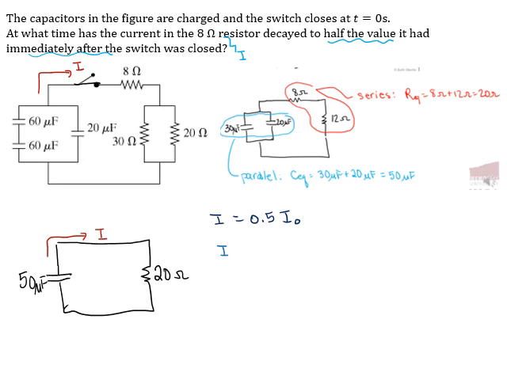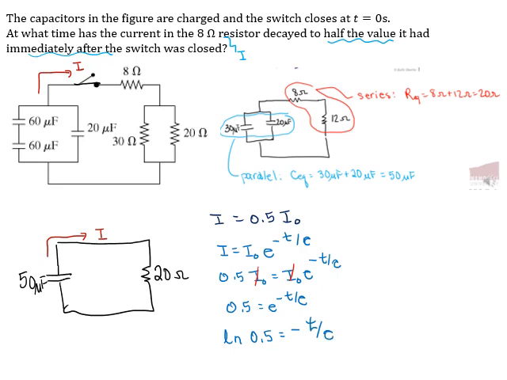Let's remember that current I is equal to I0 times e to the minus t over tau. So our new current I is 0.5 times the original current I0 equals I0 e to the minus t over tau. I've got an I0 on both sides, so you can divide both sides by I0 and they cancel. That leaves us with 0.5 equals e to the minus t over tau. If we want to get rid of an e, we have to take the natural log of both sides. Natural log of 0.5 equals minus t over tau.